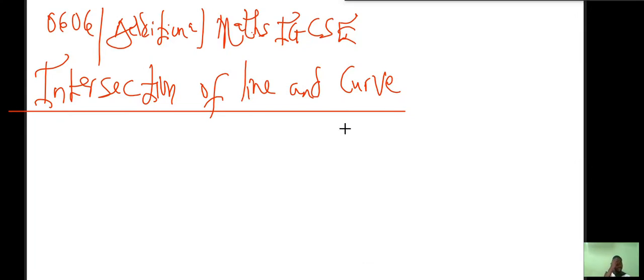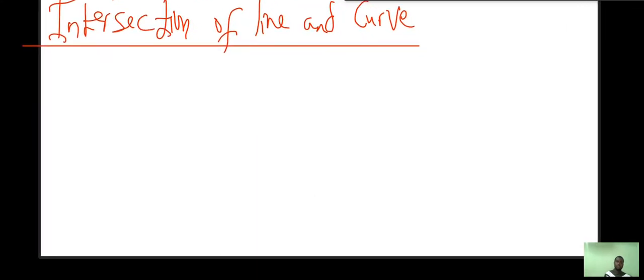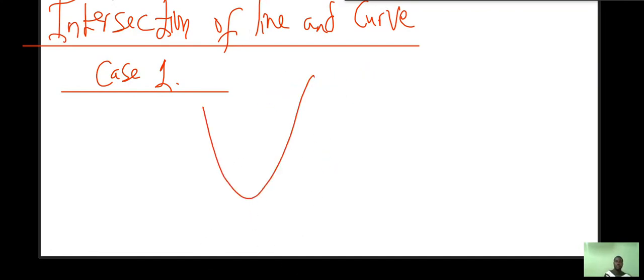Just the same concept applicable. Intersection of line and curve, 3 cases. So case 1, if you have a curve and a straight line intersects the curve at 2 distinct points or 2 unique points. So you have 2 points intersection.